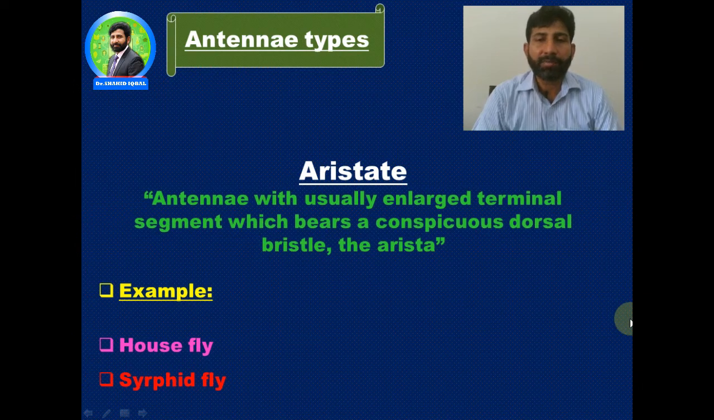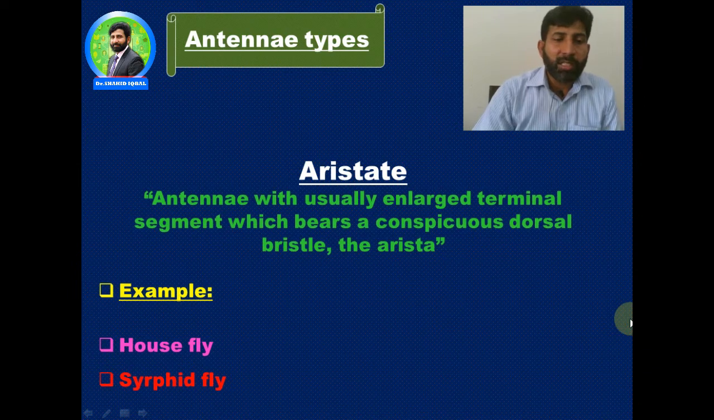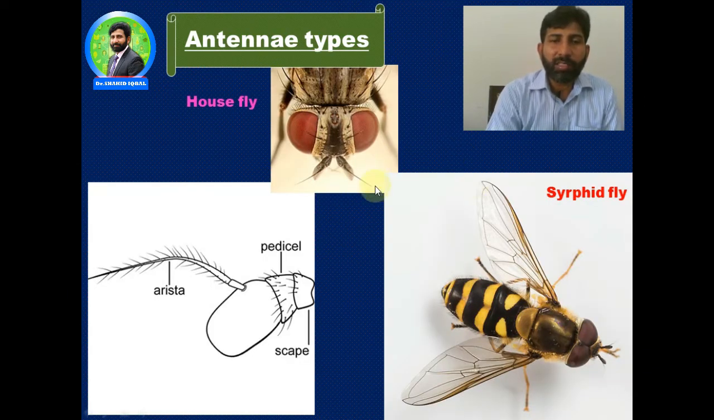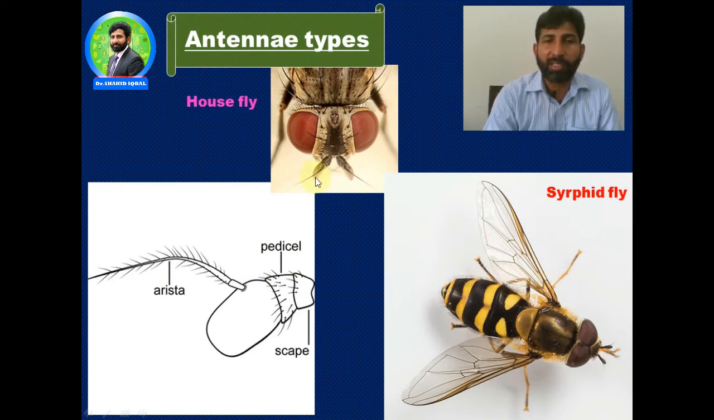Aristate antennae usually have an enlarged terminal segment, which bears a conspicuous dorsal bristle. The arista: the terminal segment becomes enlarged, and from the terminal segment a single bristle-like structure originates. This is present in the horsefly and the syrphid fly. Look at the structure. This is the arista, this is the pedicel, this is the scape, and this is the terminal long segment from which a spine-like structure originates, which is called the arista. This is the syrphid fly, this is the horsefly. You can check here, it is very clearly differentiated.